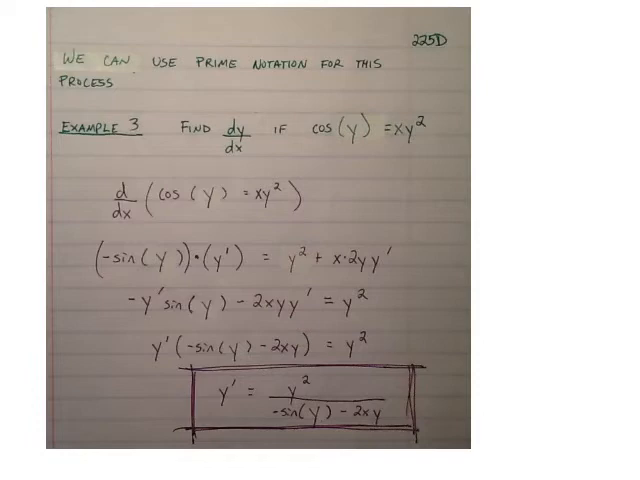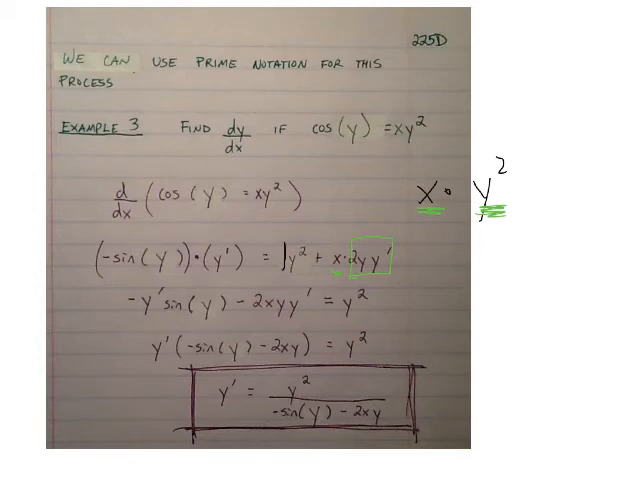And what we can do is take the derivative of the whole thing. So if we take the derivative of the left side, we're going to use the chain rule. Derivative of cosine is negative sine of the inside times the derivative of the inside. So I write y prime instead of dy/dx. And then on the right hand side we're going to use the product rule, and what we have is basically x times y squared. So the product is the derivative of x, which is 1, times y squared, plus x times the derivative of y squared, which is 2y y prime.